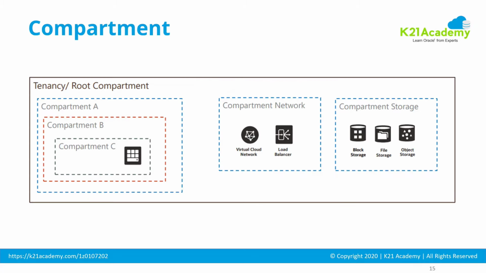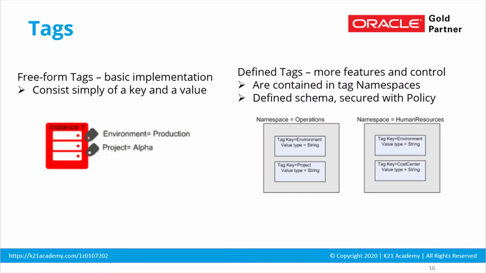Now, as I said just now, the compartment is a logical collection of these resources on which you apply policies, and that gives access to the users. And there can be nested compartments as well. So learn about compartments. Then another topic you should know about is tags. Any resource that you create in OCI, you can tag it. These tags can then later be used for cost tracking and for some other purposes as well.